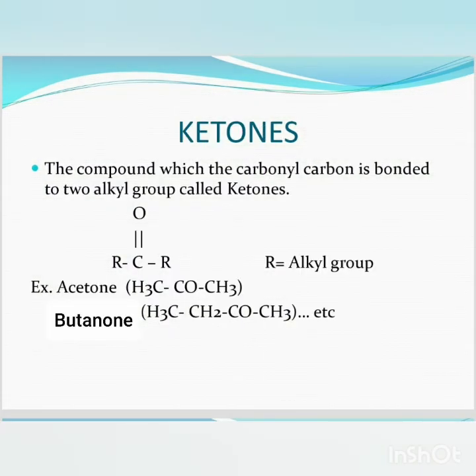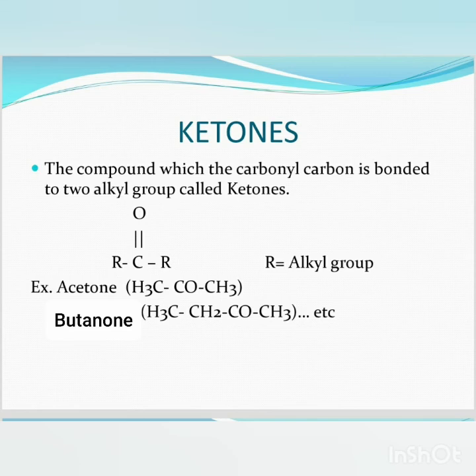And next is ketones. Ketones are the compounds in which the carbonyl carbon is bonded to two alkyl groups. The formula is R-C=O-R, where R is an alkyl group. For example, acetone. The formula of acetone is CH3-C=O-CH3. It is also known as propanone.